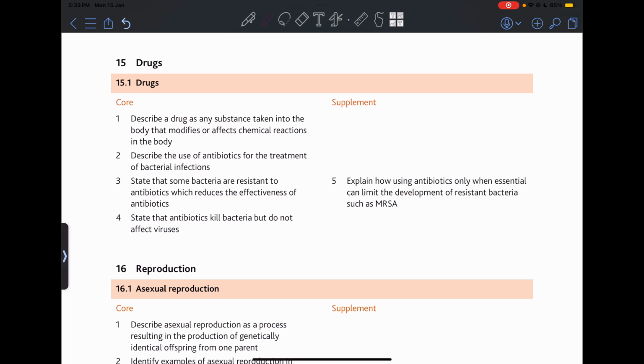Now, chapter 15 is about drugs. So this is quite a short chapter compared to the last syllabus. The last syllabus was quite long. It was longer than this, as I remember.